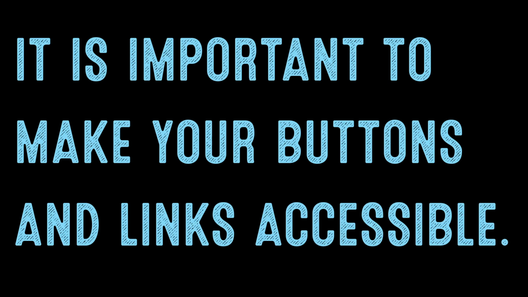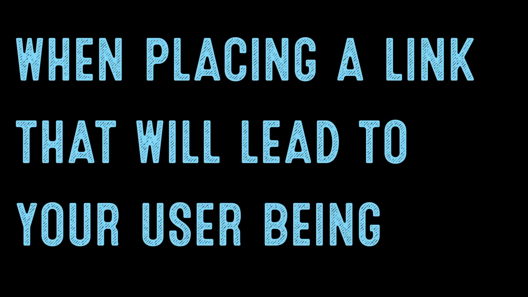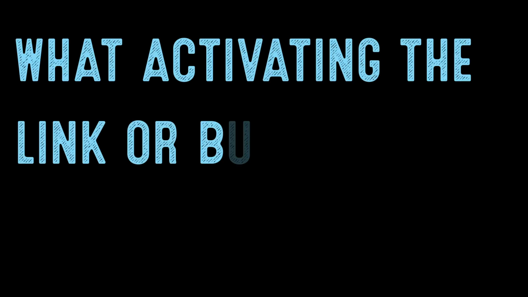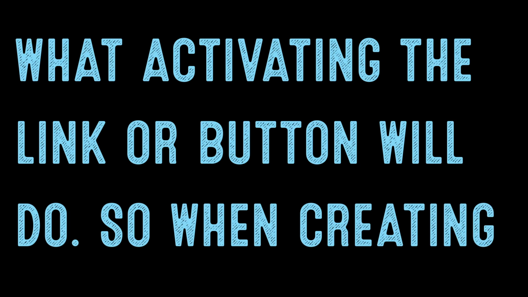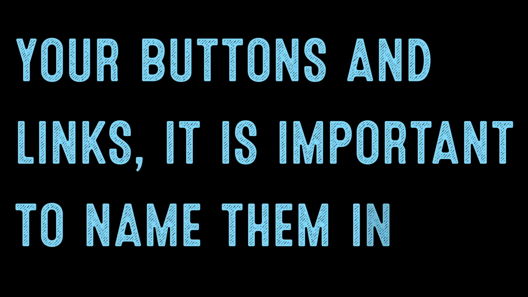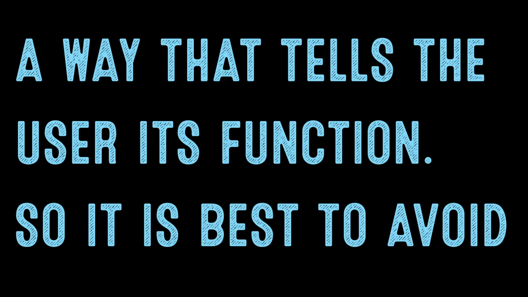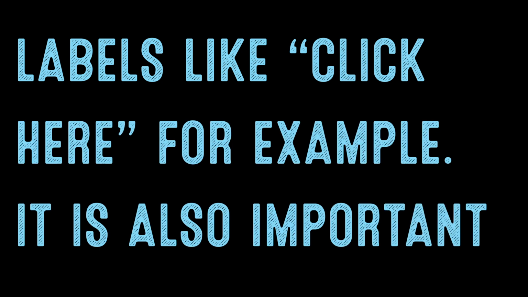The Daily Code Snippet. It is important to make your buttons and links accessible. When placing a link that will lead to your user being navigated away from the page, they need to know exactly what activating the link or button will do. So when creating your buttons and links, it is important to name them in a way that tells the user its function. So it is best to avoid labels like "click here," for example.